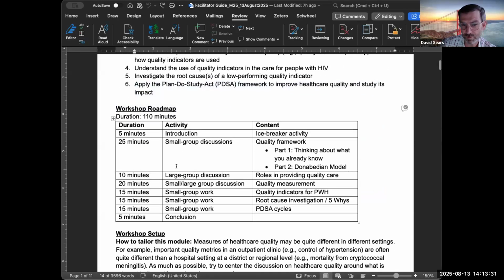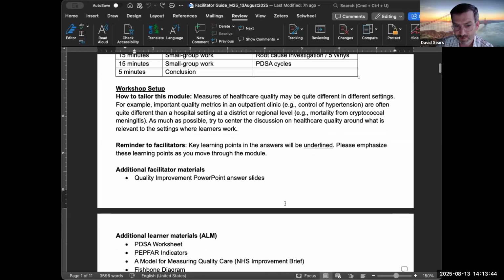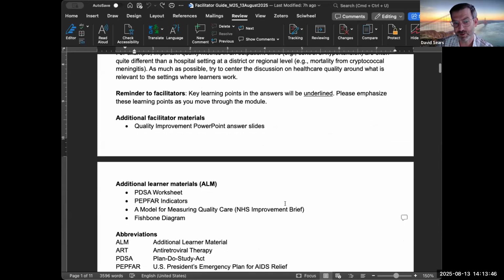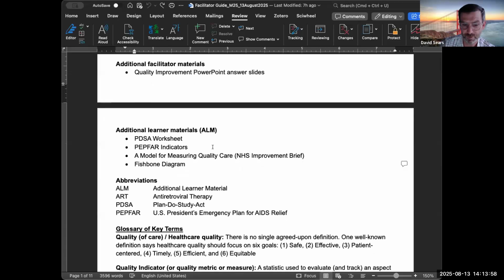This workshop roadmap is largely here for facilitators. It gives estimated durations or amounts of time for each of these activities and describes a little bit about the content that goes with each activity. I'll skip down here. These are some basic instructions for the facilitators about adapting the module to local conditions, how to set up the room, and what additional learner materials individuals may have.